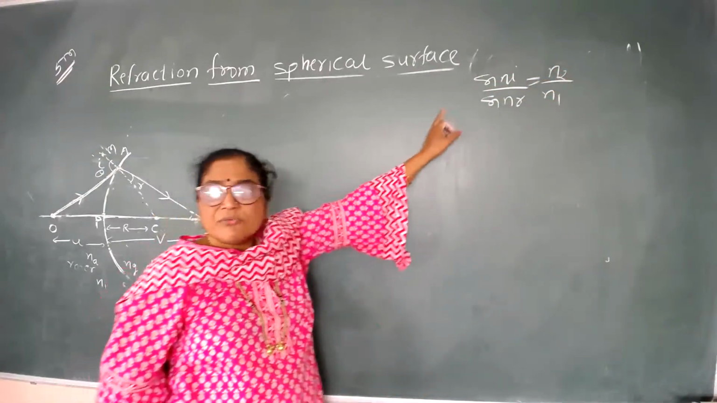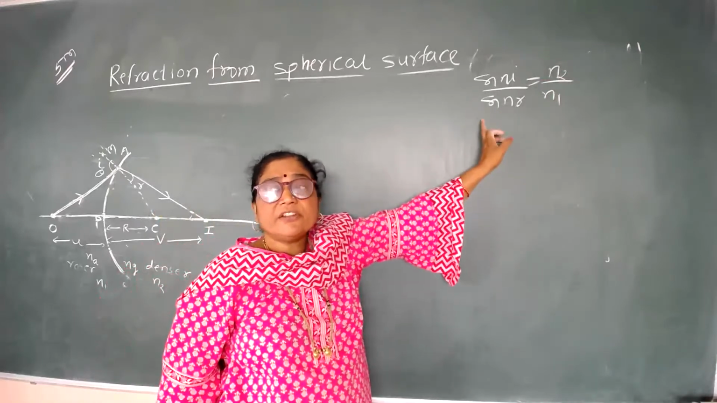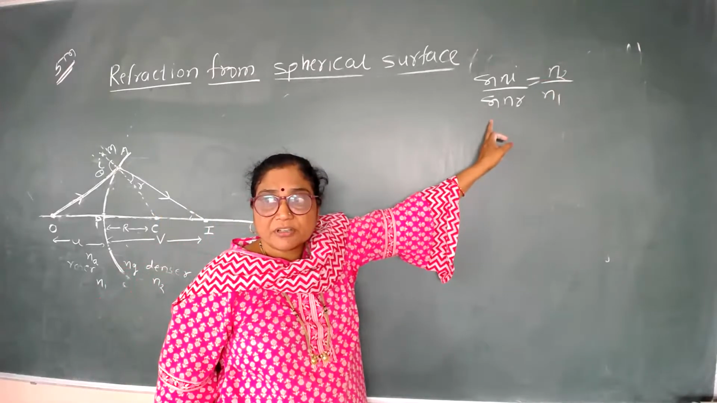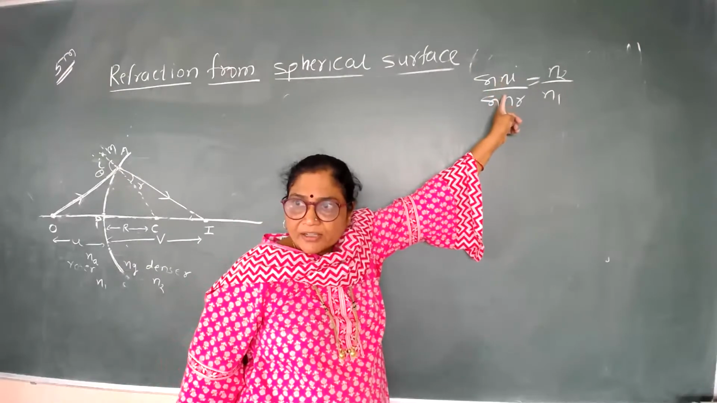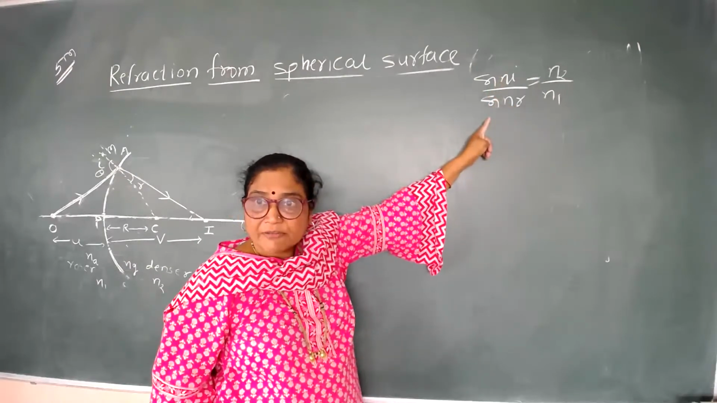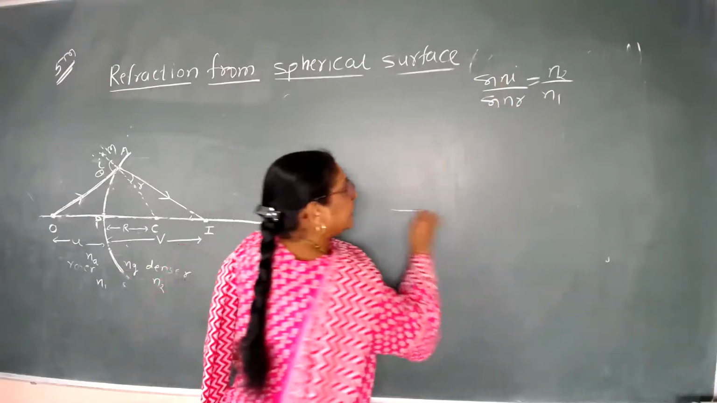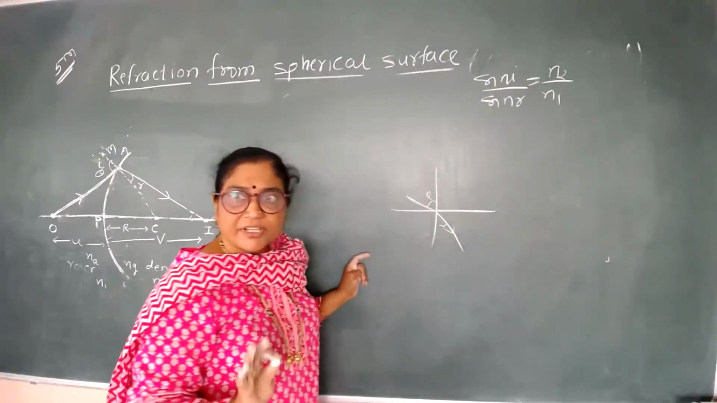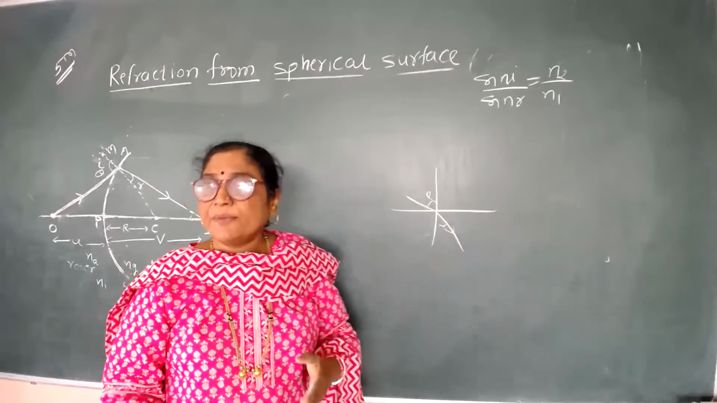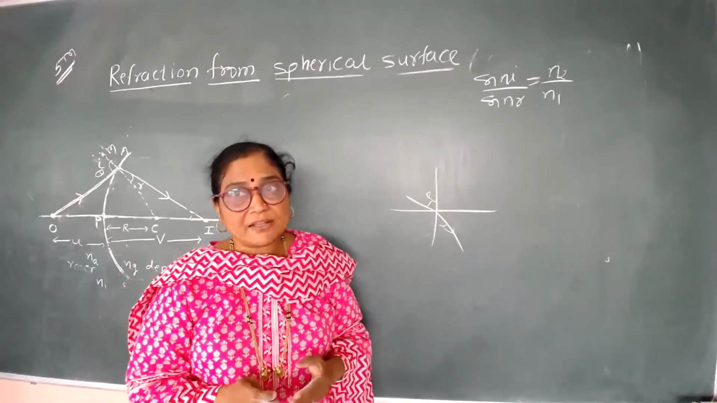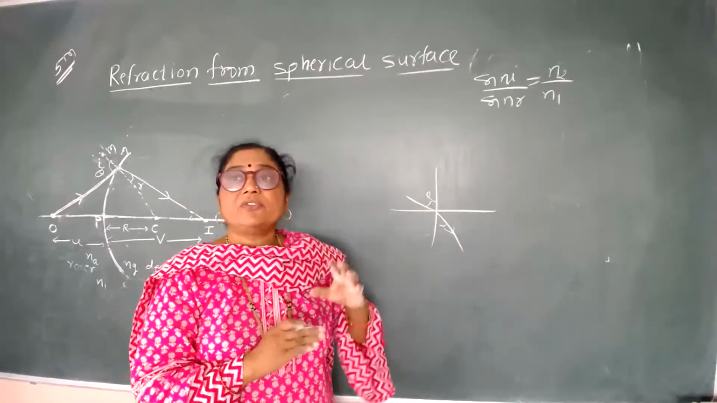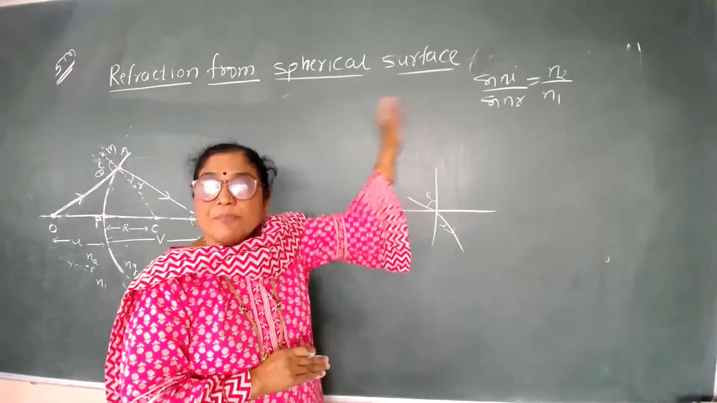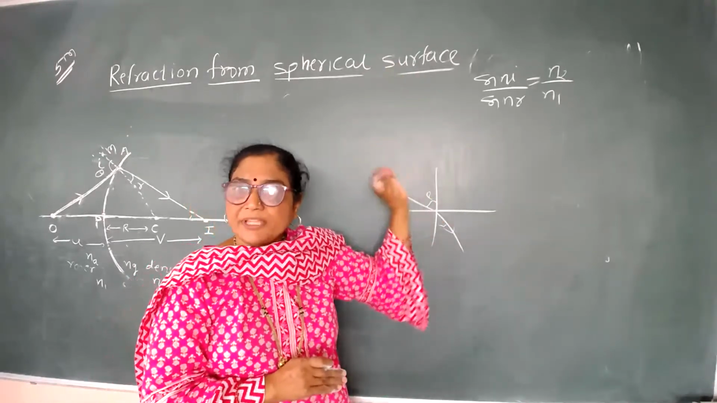So here which values are required? Look, for this derivation we need the value of i and the value of r. There is only one figure here. There is refraction, bending, and a number of angles are there. So we find out the value of i and r by using the figure and the mathematical laws.